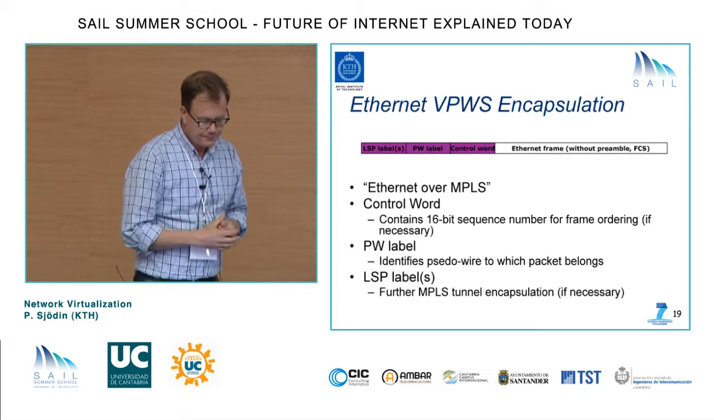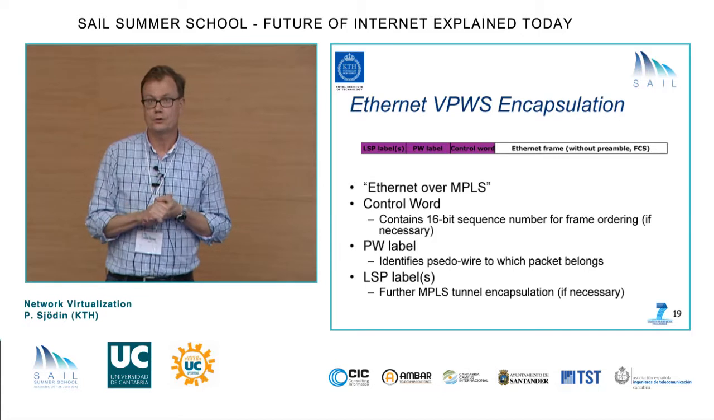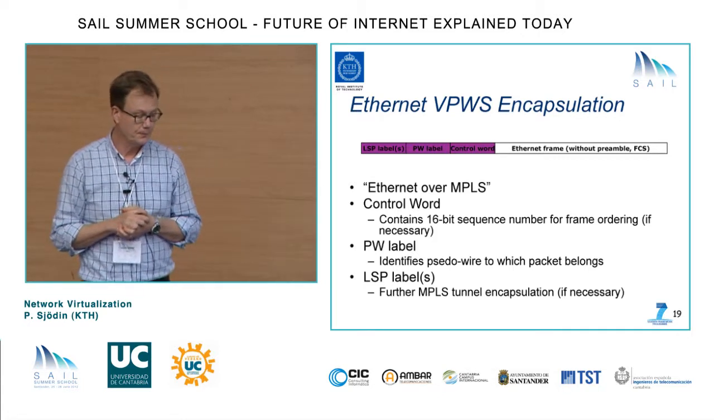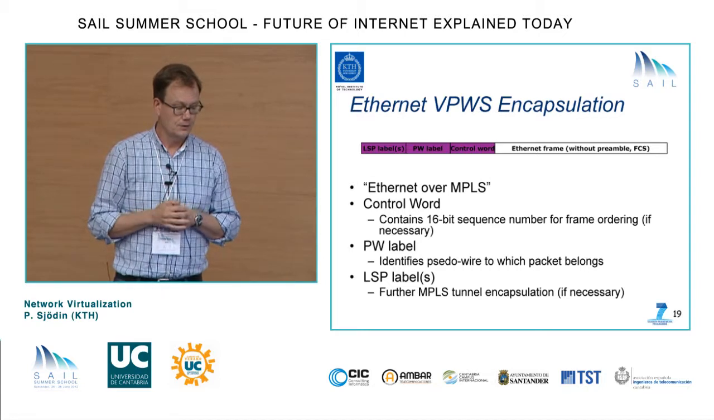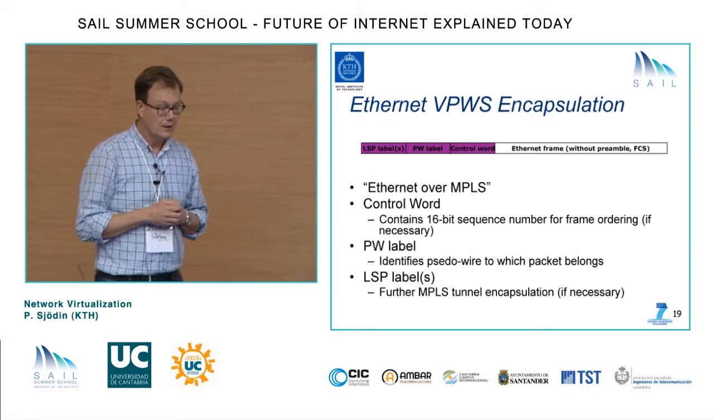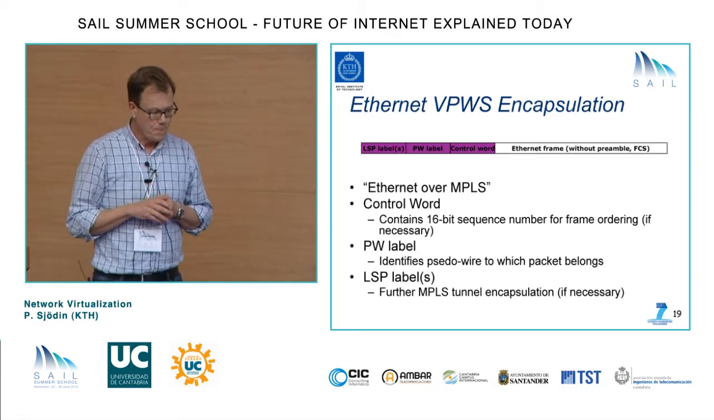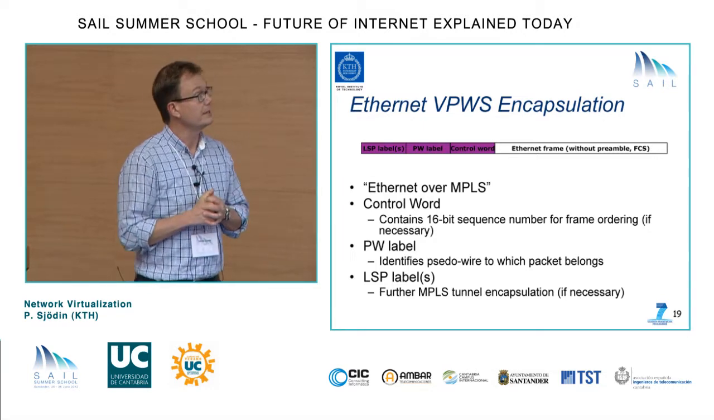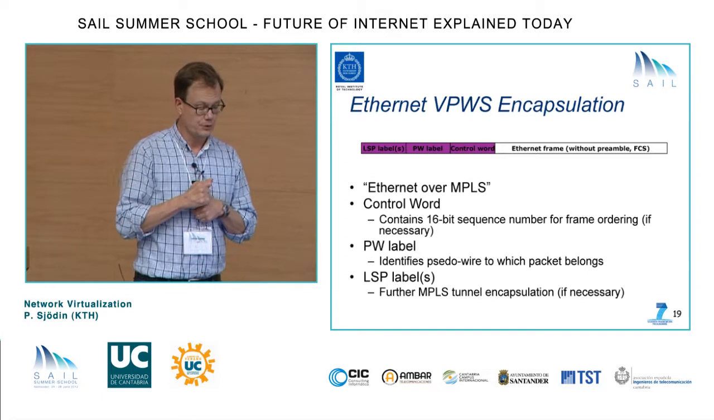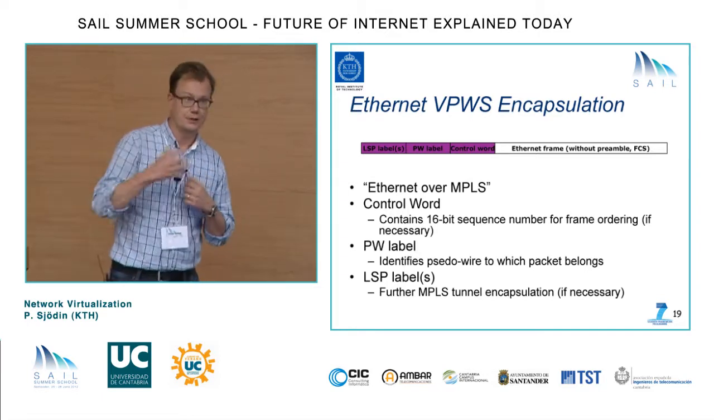Let's move on here. We're still talking about layer 2 virtual private network services. We talked about layer 1 and different ways of doing this at Ethernet at layer 2. And the basic way of doing a layer 2 Ethernet virtual private network service is simply to implement a bridge.